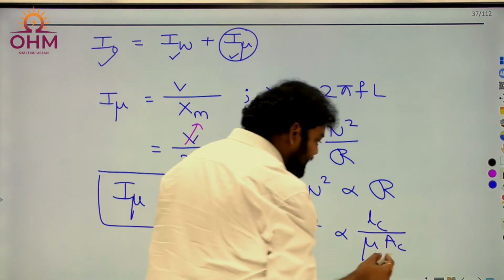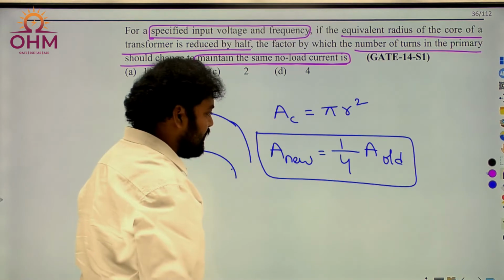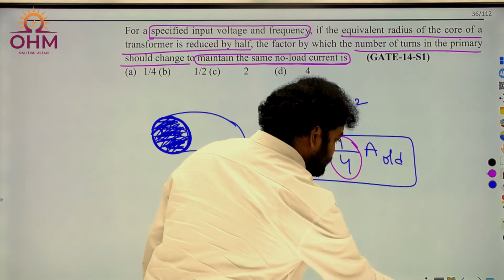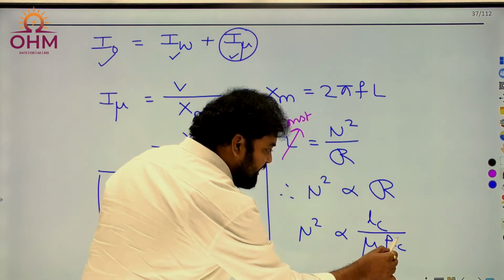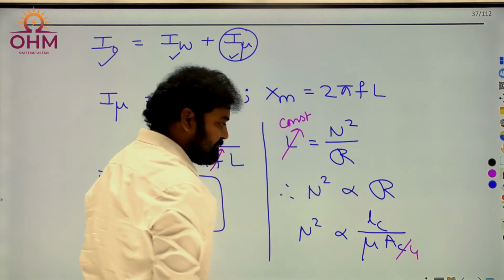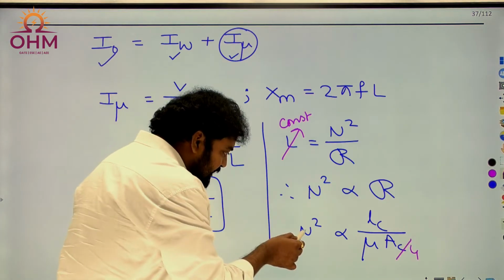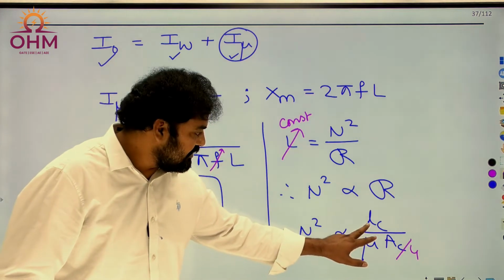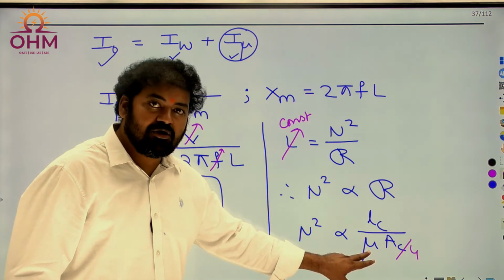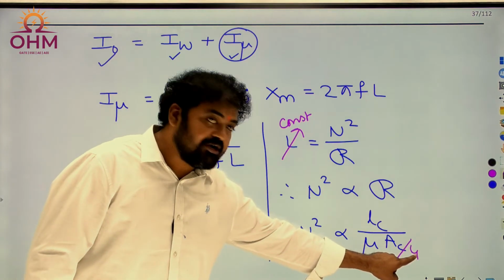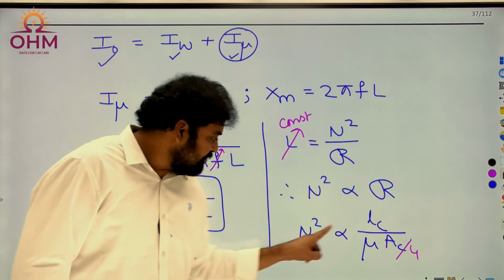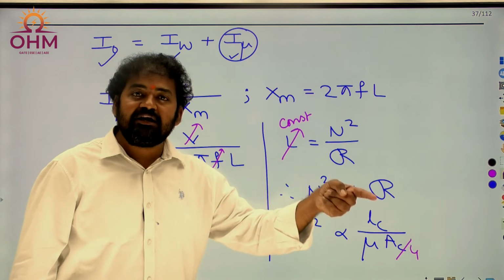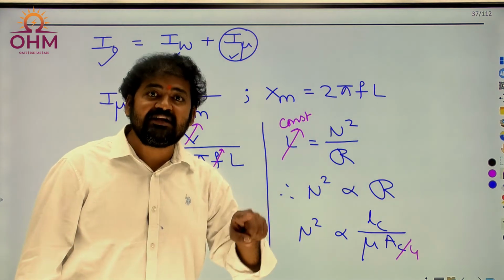Now see here, already we discussed what happens to area. Area is becoming equal to 1 by 4 times of the previous value. So let's go back. Yes, if area is divided by 4 times, then number of turns square will be multiplied by 4 times. No other parameter was changing. Length is constant, mu is constant, only difference is area is divided by 4. If area is divided by 4, can I say n square is multiplied by 4? N square multiplied by 4 means n must be multiplied by 2.